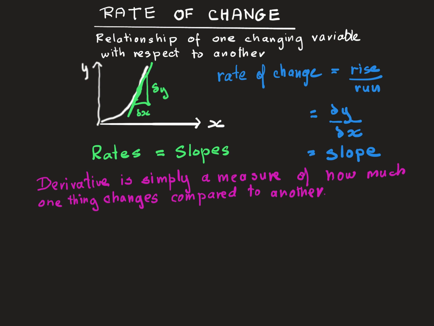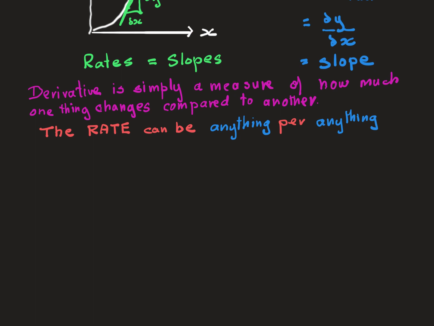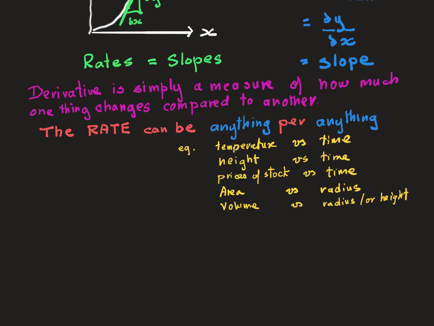But the rate can be anything per anything. For instance, the rate can be temperature versus time. Or it may be height of something versus time, or it could be prices of stocks with days trading, area or volume versus radius or height. And we know that we've already done velocity versus time in kinematics.